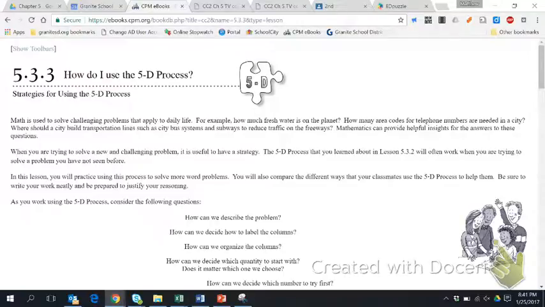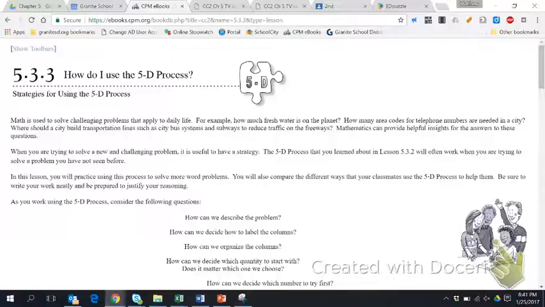Okay, today we'll be working on 5.3.3, how do I use the 5D process, strategies for using the 5D process. I want you guys to make sure you've got paper and pencil in front of you. If you do need paper, there is some extra graph paper over by the window. Make sure all of you have paper in front of you as you go through this video. You will be asked to write down your answers and work through each of these problems on your paper before I work on them in the video. One of the ways I'll know you're doing this is I'll be able to ask you questions as we go along through the process. Okay, now let's go ahead and just read what we've got above.